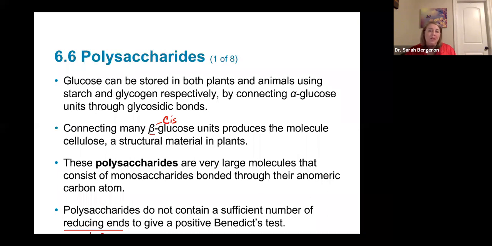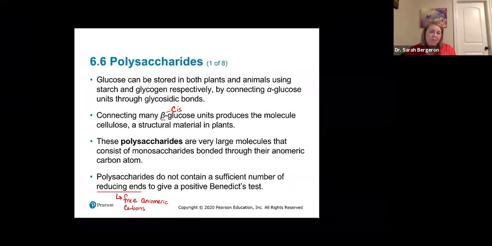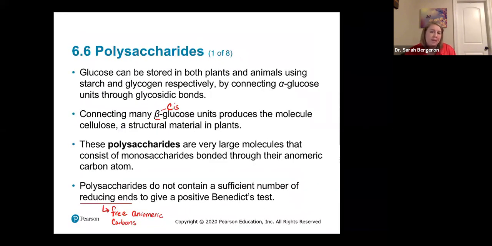So these polysaccharides, remember we said polysaccharides can be huge, right? They're large, large molecules, and there are many, many monosaccharides bonded together. So the polysaccharides don't have enough reducing ends to give a positive Benedict's test. So remember our Benedict's test, we wanted to see if there were reducing ends. So you can tell if there was sugar in somebody's urine or something like that.